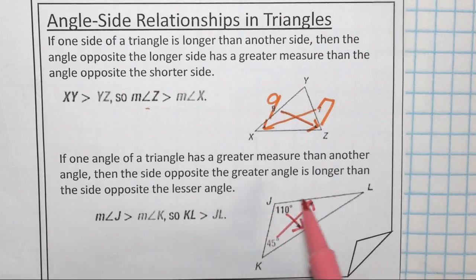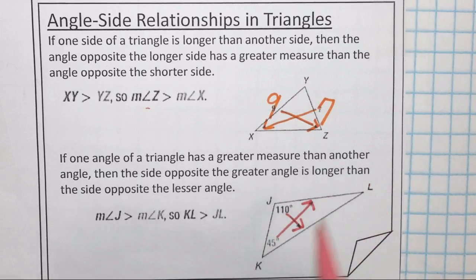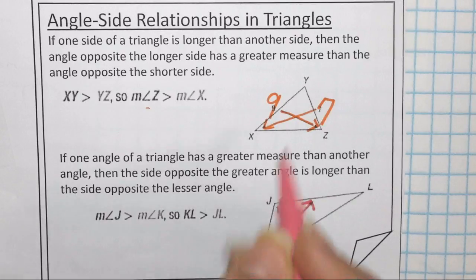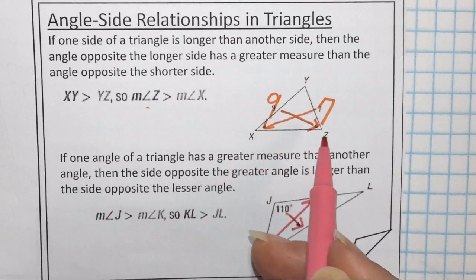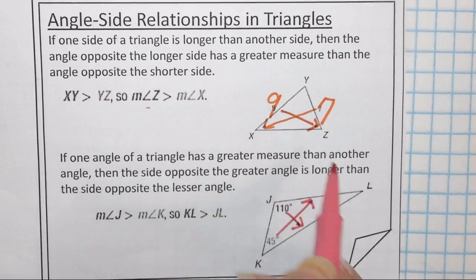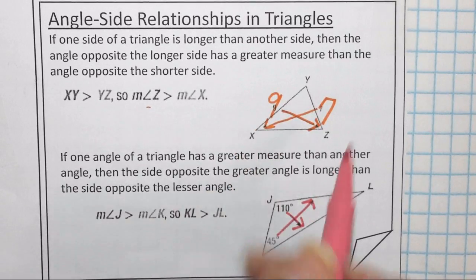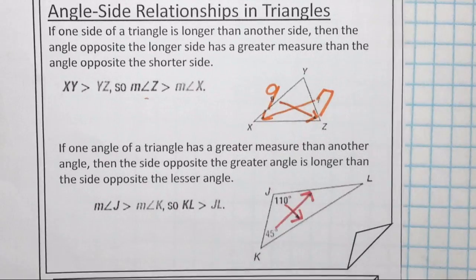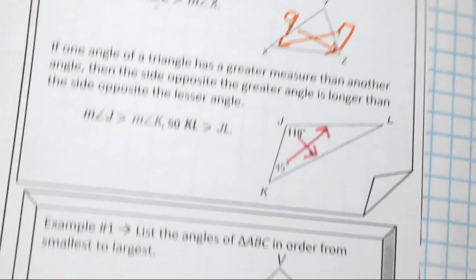If you have a big angle, across from it is going to be a big side. So since 110 is bigger than 45, that means that LK is going to be bigger than JL. If you have a big side, like 9 is greater than 7, that means Z is greater than X because it's across from that big angle and that big side. Okay? All right, now let's look at our directions.